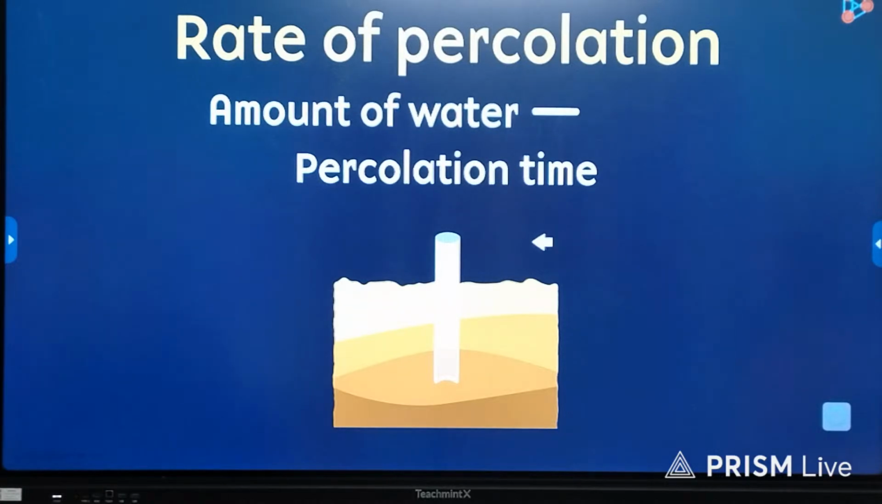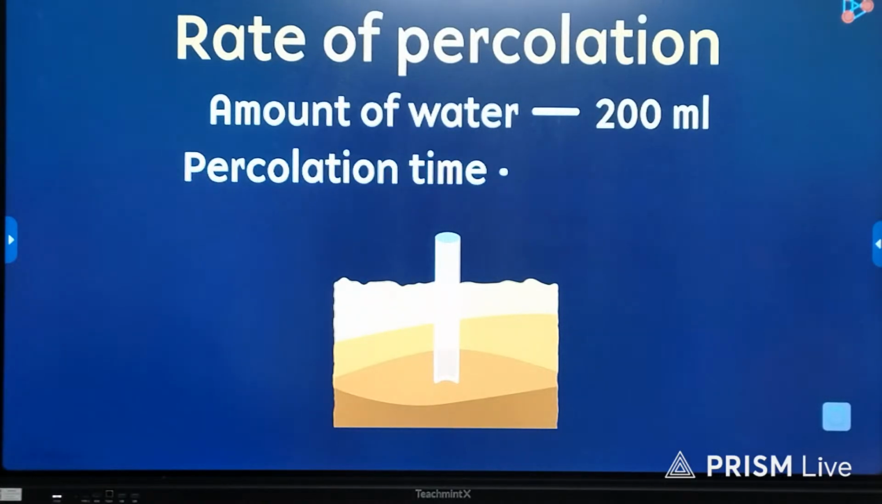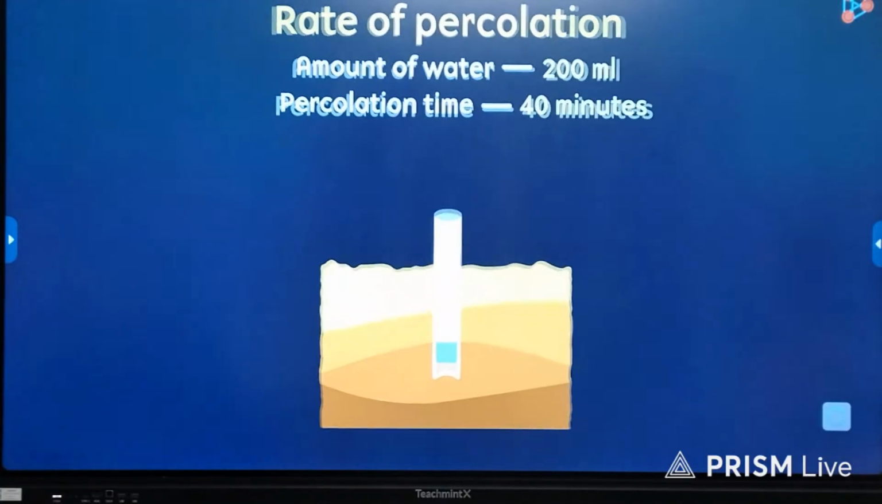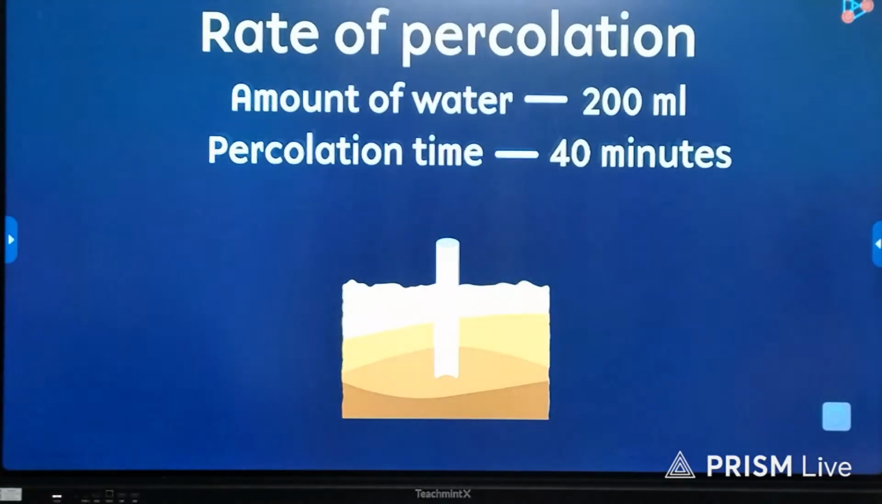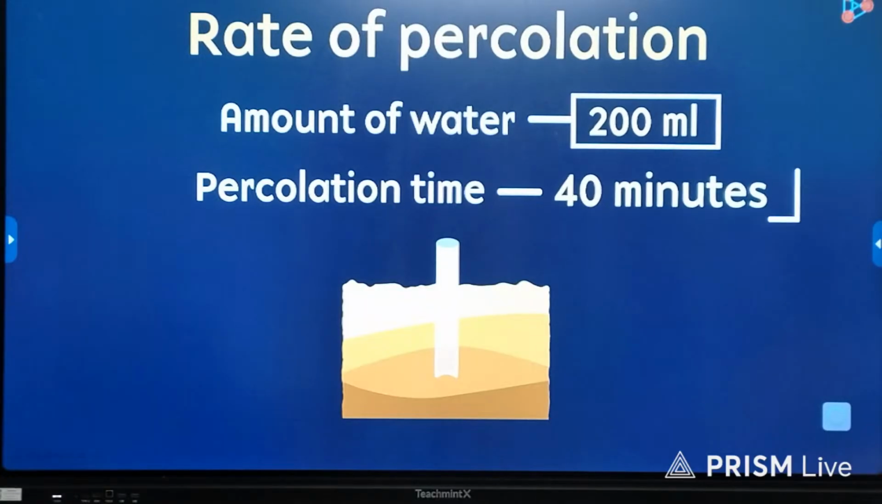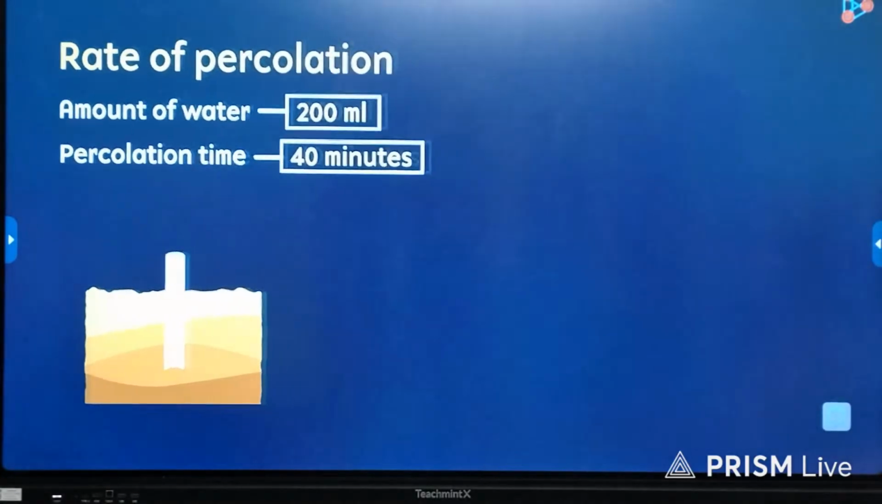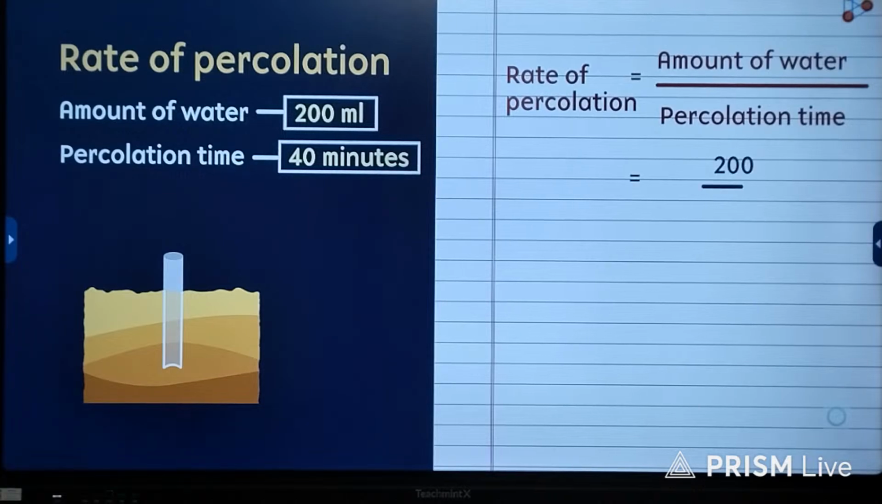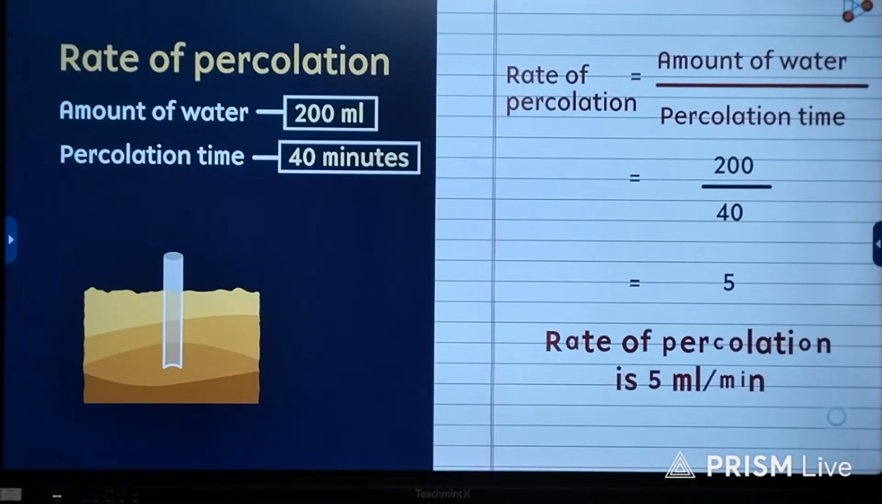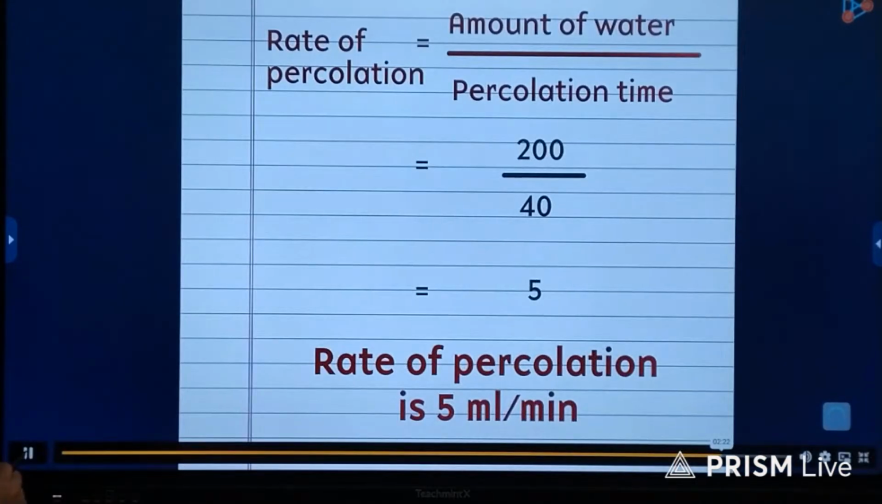So let us say we added 200 milliliters of water and it took almost 40 minutes for all that water to percolate. Wait, how do we come to know that water has percolated? It's simple. When all the water disappears, then we know that the water has completely percolated. So now, if 200 milliliters of water has taken 40 minutes to percolate, then the rate of percolation can be calculated as the amount of water added divided by the time taken by percolation. This gives us 200 over 40, which is 5. So the rate of percolation is 5 milliliters per minute. This is how we calculate the percolation rate.